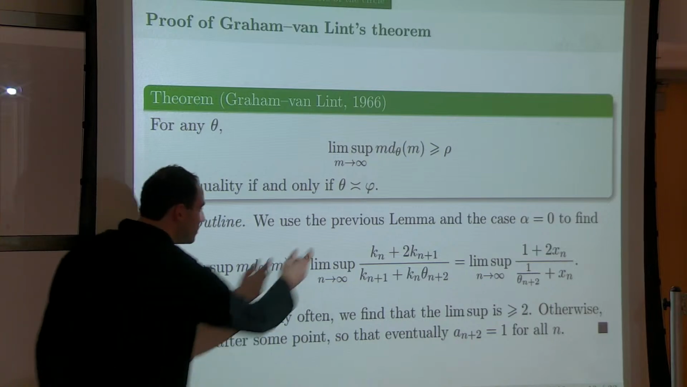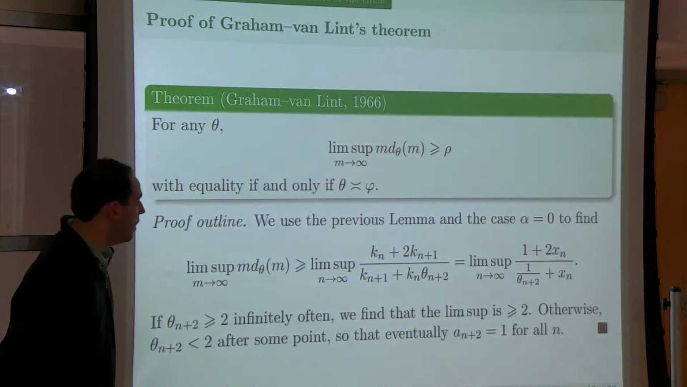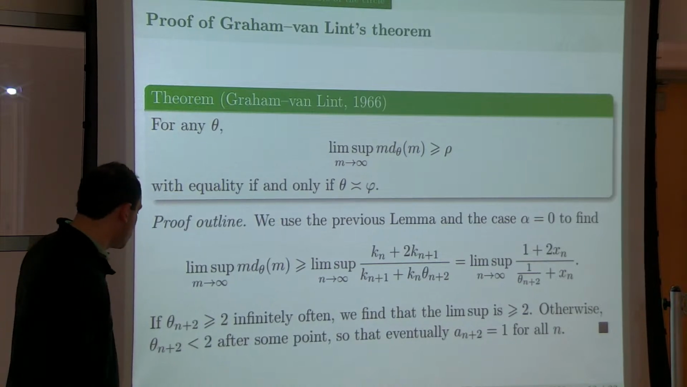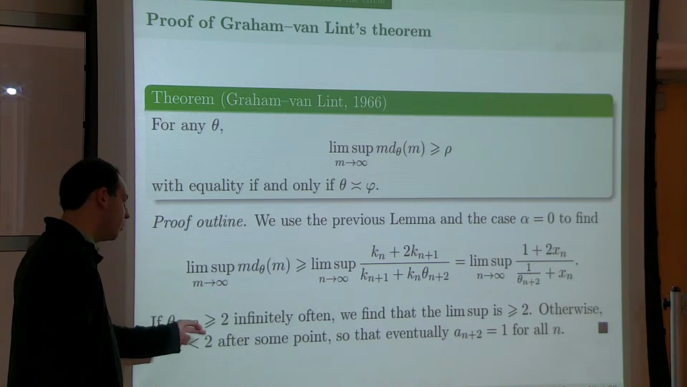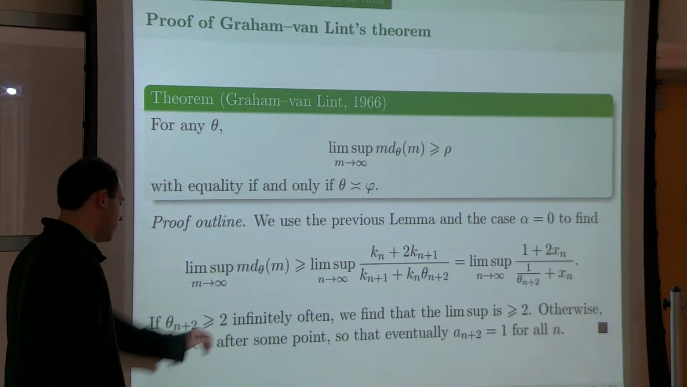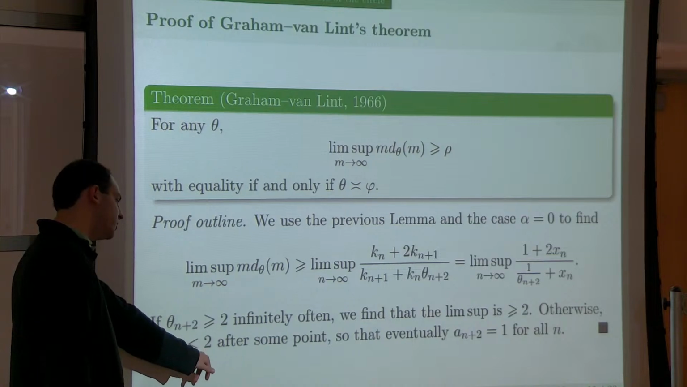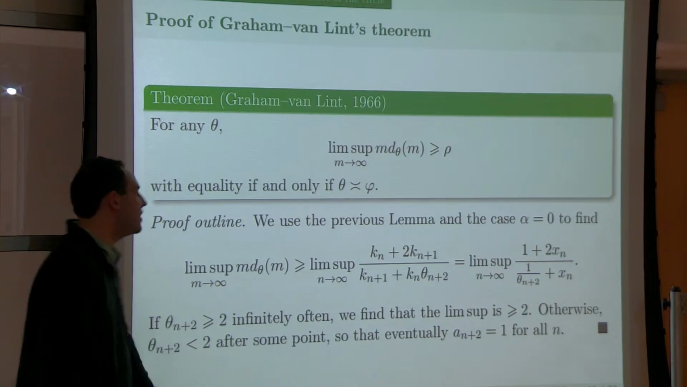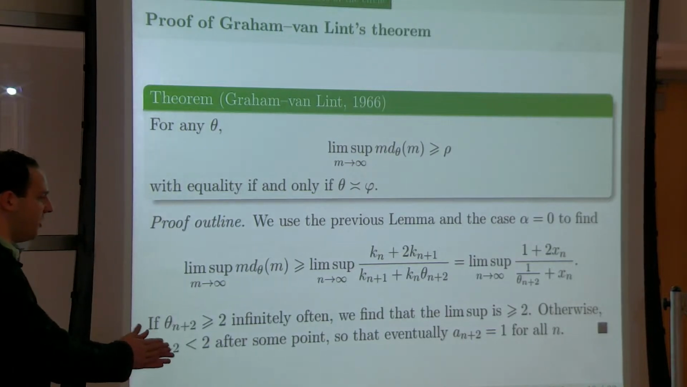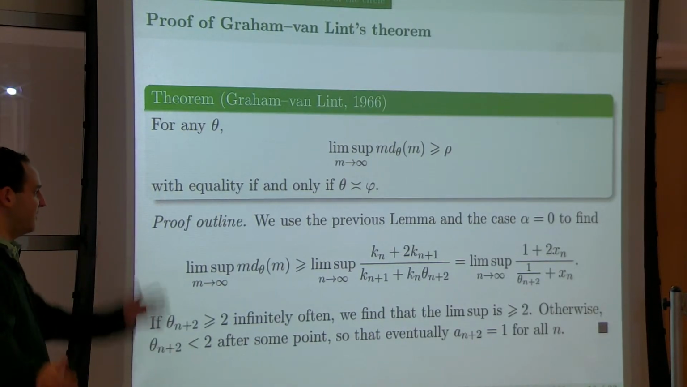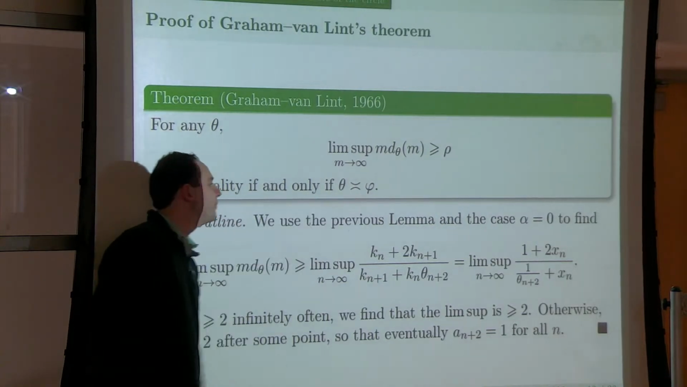So in order to have this lim sup drop below 2, we're going to need to have theta n plus 2 be smaller than 2 always. So this being greater than 2 can only happen finitely often. We want this to be smaller than 2 eventually. And so these an plus 2's have to be 1. But if our an plus 2's are always 1 eventually, we're in the case of equivalent to phi.